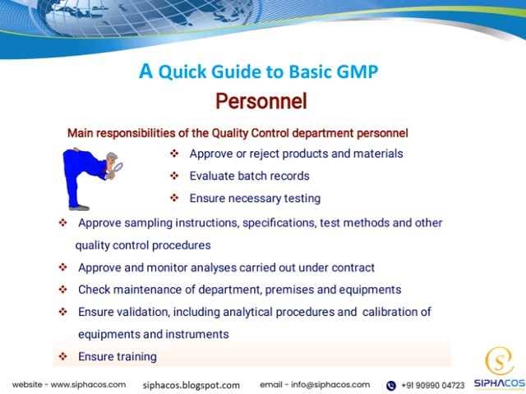Then, proper documentation is key. Keeping accurate records of procedures, batch numbers, and quality checks not only helps with traceability, but also demonstrates compliance with regulatory standards. Finally, training and supervision are critical. Well-trained staff who understand GMP principles can identify potential issues early and maintain the quality standards consistently.